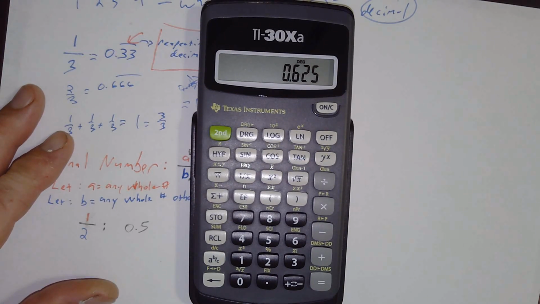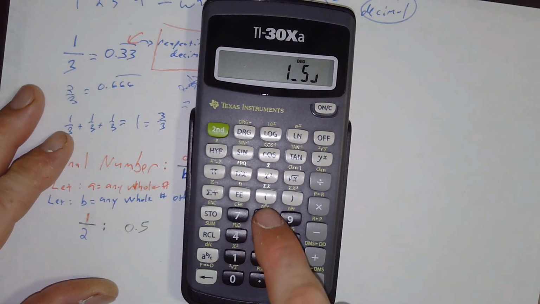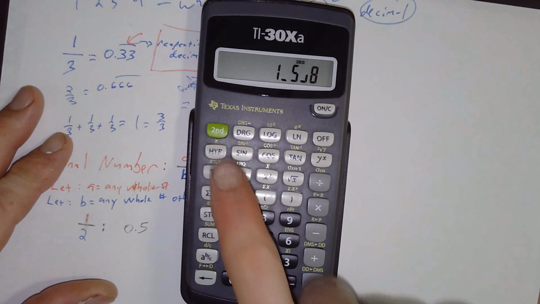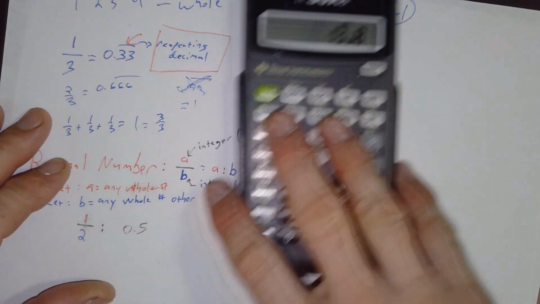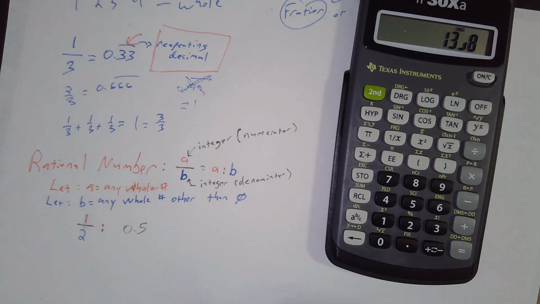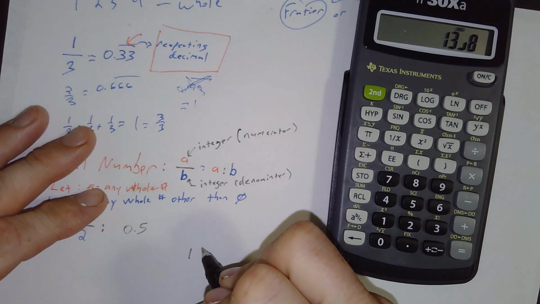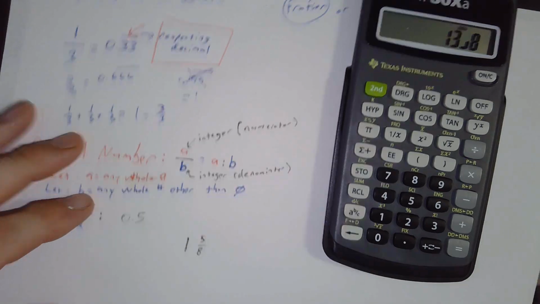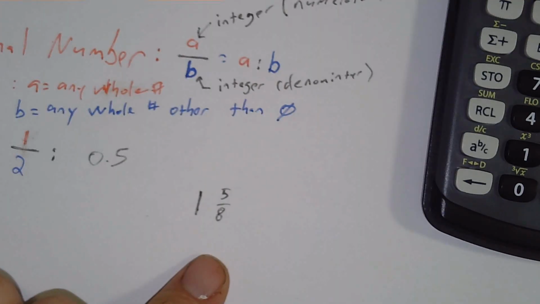So that is that. Say I have 1 and 5/8. Now how do I turn that into an improper fraction on my calculator? Well, again, I press the second button and I go D to C, and it's 13/8. How do I do that on paper? Say I have 1 and 5/8. How do I do that if I didn't have a calculator?